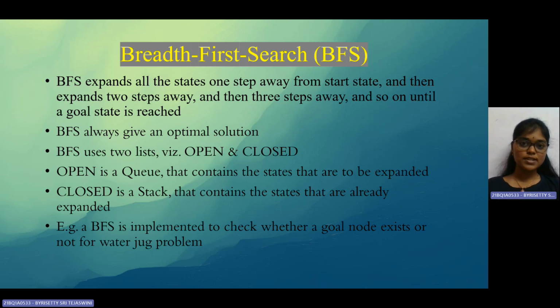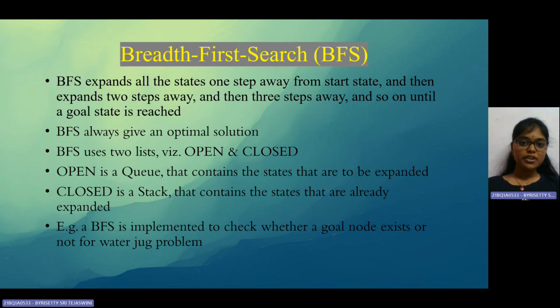BFS expands all the states one step away from the start state, and then two steps away from the start state, and then three steps away from the start state and so on until the goal state is reached. So BFS gives the optimal solution. BFS uses two types of list, open list and closed list. Open list is a queue and closed list is a stack. Open list contains the states which are to be expanded. The closed list, which is a stack, contains the states which are already expanded.